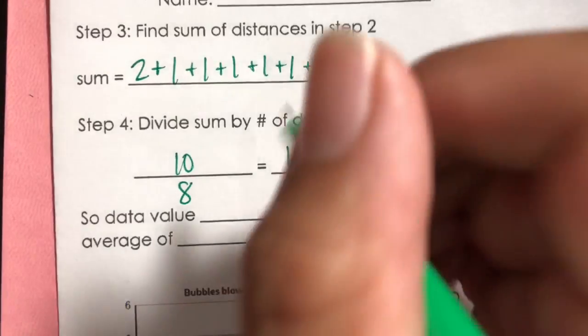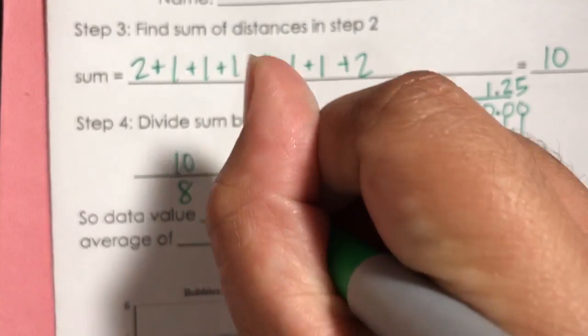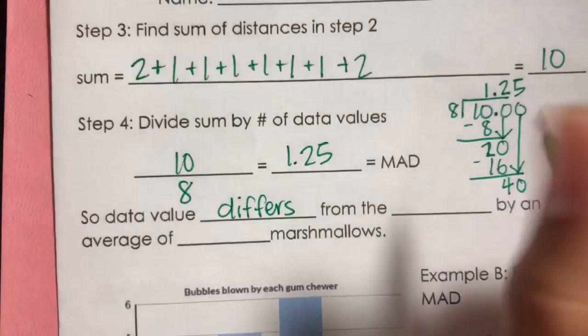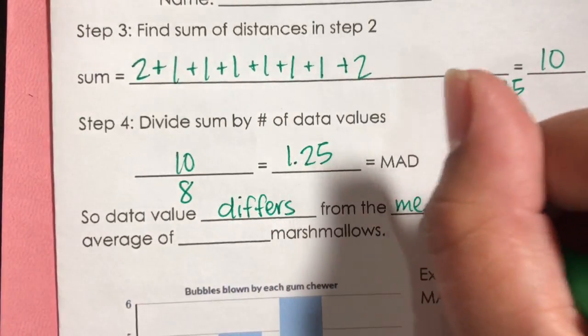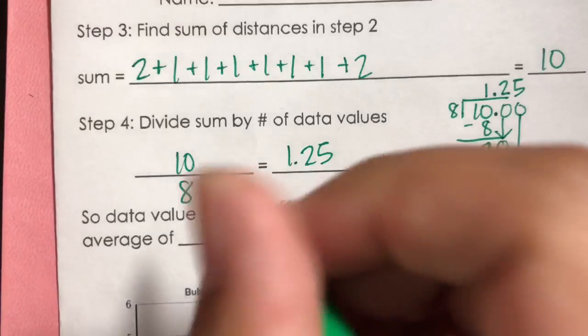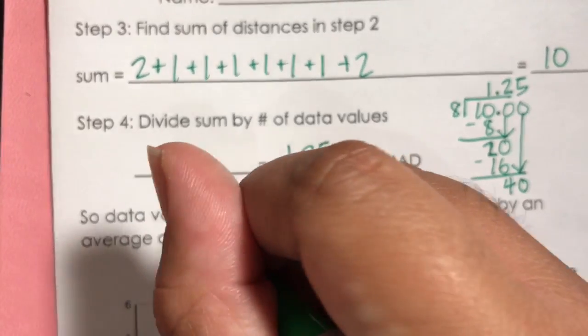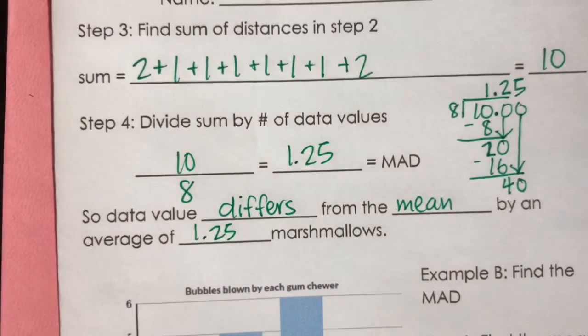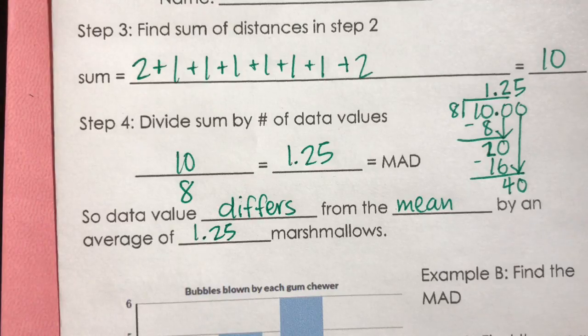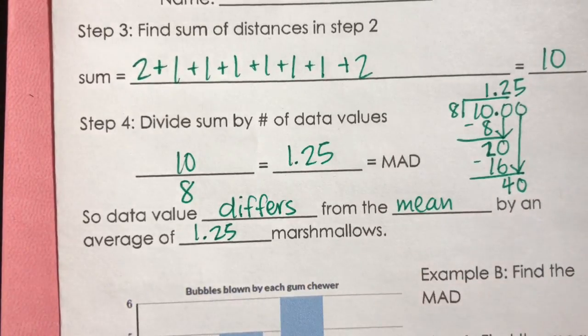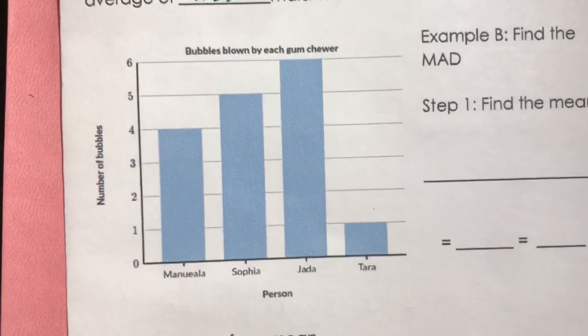So the data value differs from the mean by an average of 1 and 25/100ths, or 1.25, or 1 1/4 marshmallows. Okay, all right, so now that we've done one, let's look at a data set in graph form.